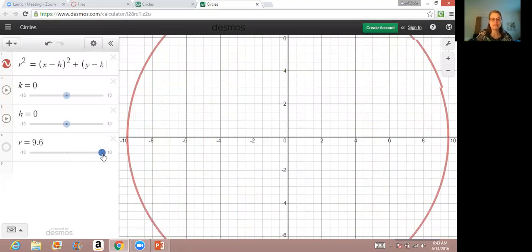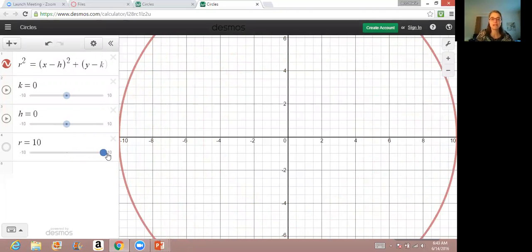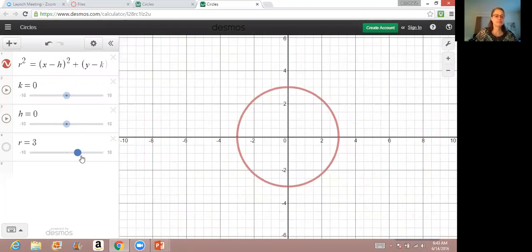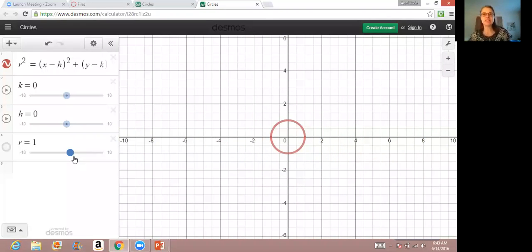My circle gets bigger. What if I make my radius 1? My circle gets smaller. So changing r changes the radius of the circle. Let's move my circle around in space. If you're really good at transformations, you'll understand what we're doing here. This is all related to those graphing transformations that we studied in Math 111.